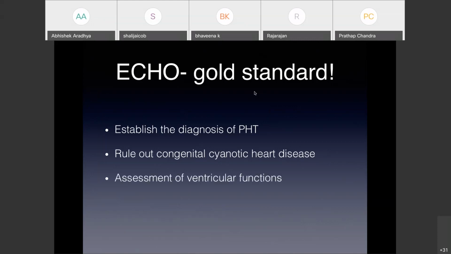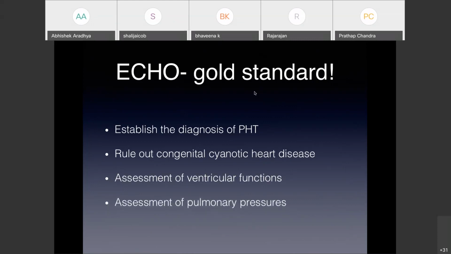Then, echocardiography is also very, very helpful in assessing the ventricular functions. I'll tell you why ventricular functions are important. Because in order to choose the type of management, in order to choose the type of inotropes and the vasodilators, your ventricular functions are extremely important.